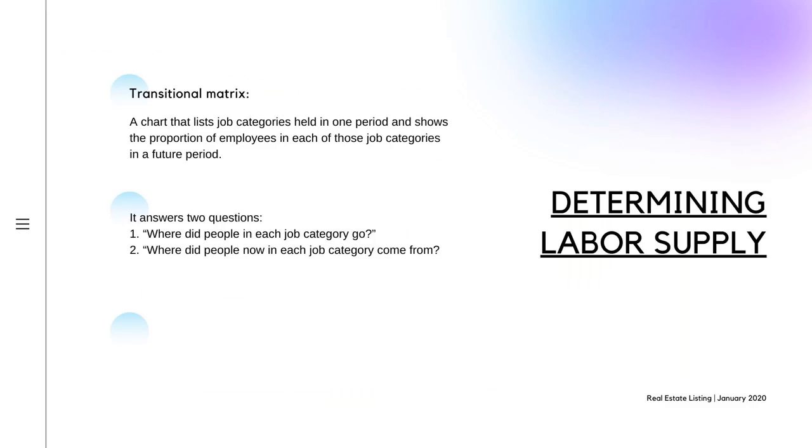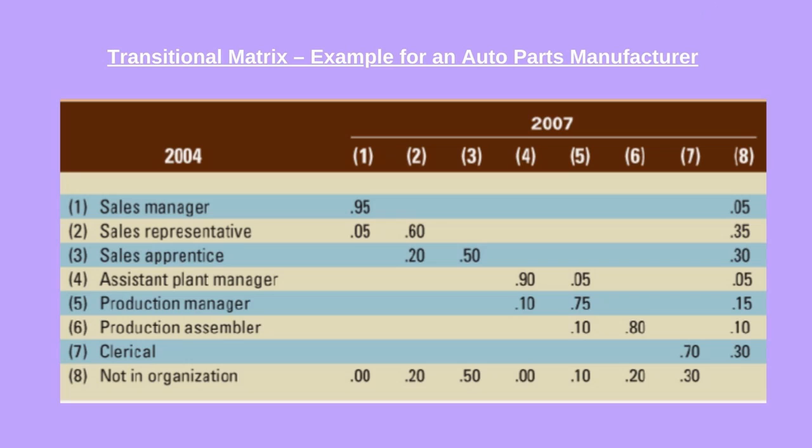Let's now go to forecasting for the labor supply, which uses a transitional matrix. A transitional matrix is a chart that lists job categories held in one period and shows the proportion of employees in each of those job categories in a future period. It answers two questions. Where did people in each job category go? And where did people now in each job category come from? This slide shows an example of what a transitional matrix looks like. As you can see, the job categories are listed on the table as well as the years the data were collected.